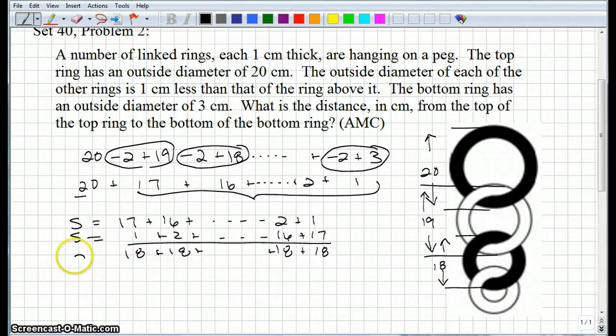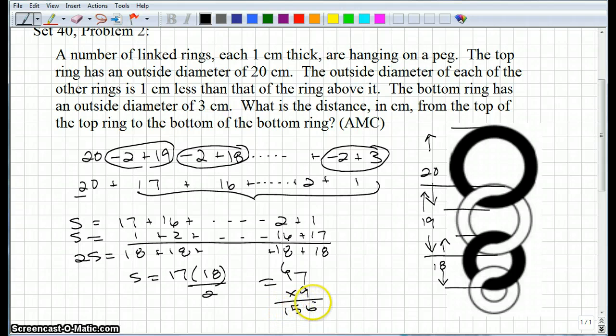And this is twice the sum because we added 2 of the sums together. So 2 of the sums together is 17 times 18. And to get just one sum, we can divide it by 2. And so that's 17 times 9, right? So that's 153. Whoops, I wrote a 6, I meant to write a 3 here. So that's 153. Okay.